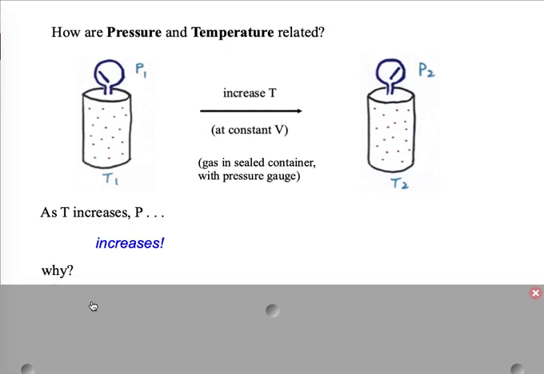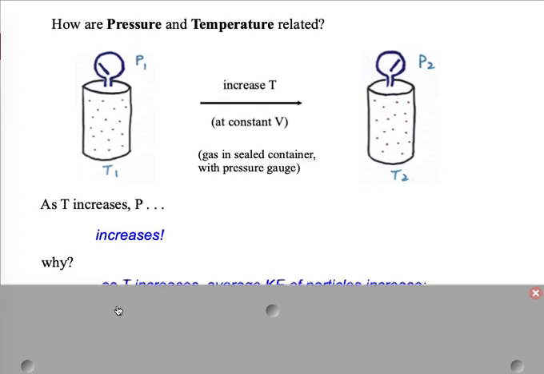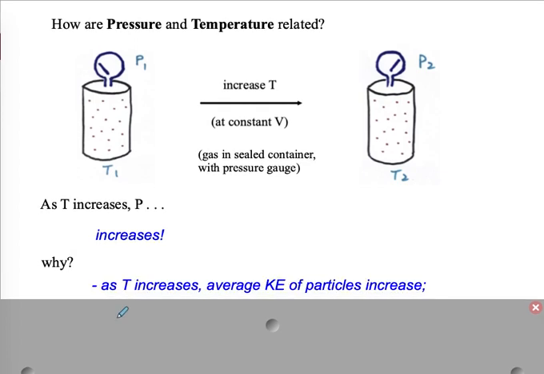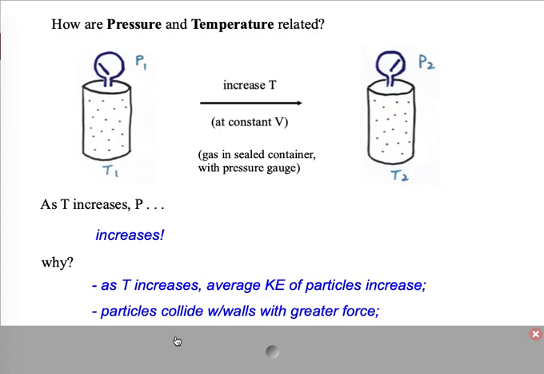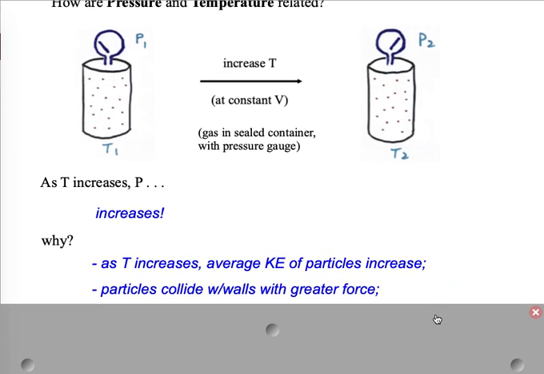Why would that be? How does the kinetic molecular theory of gases explain why, as the temperature increases at constant volume, the pressure increases as well? Well, let's think about it. According to the kinetic molecular theory, as the temperature of the sample of gas increases, the average kinetic energy of the particles increases. As the kinetic energy of the particles increases, they start moving faster, and therefore they collide with the interior walls of the container with greater force.